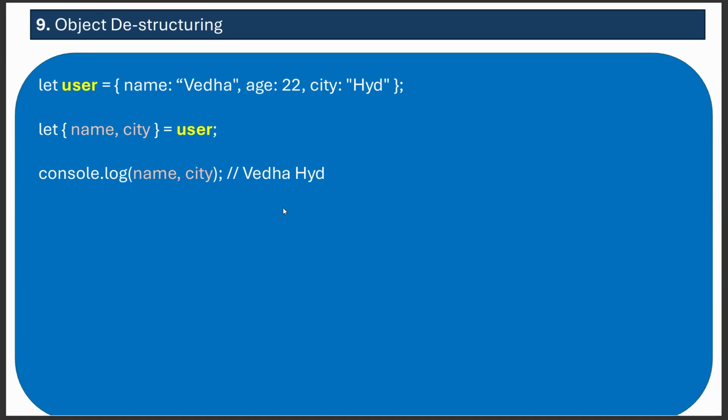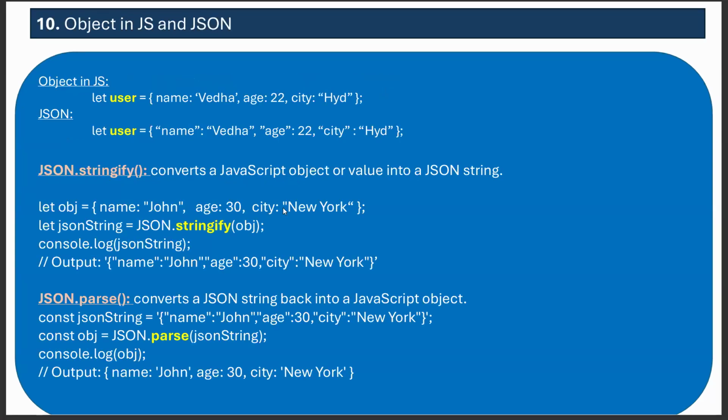So I was discussing this object and JSON. Can anyone unmute and tell me what is the difference between object and JSON? What do you remember from my last session? No, our question is how JSON is different from a normal object in JavaScript. JSON is common for all languages. Mandatory, yes.